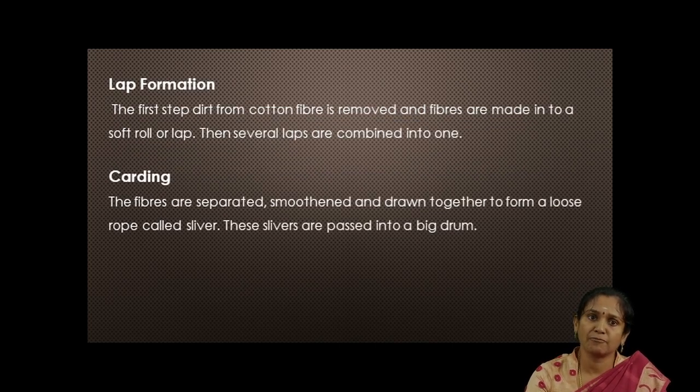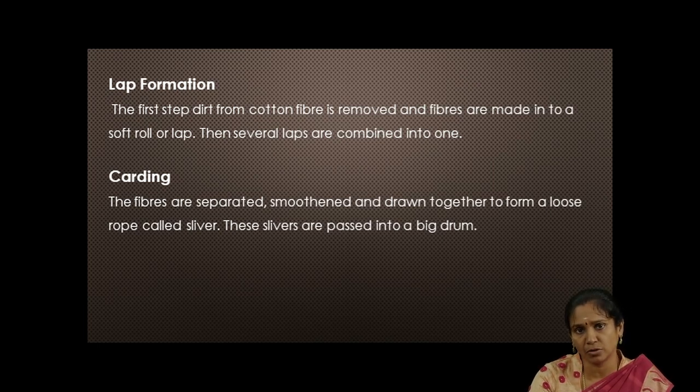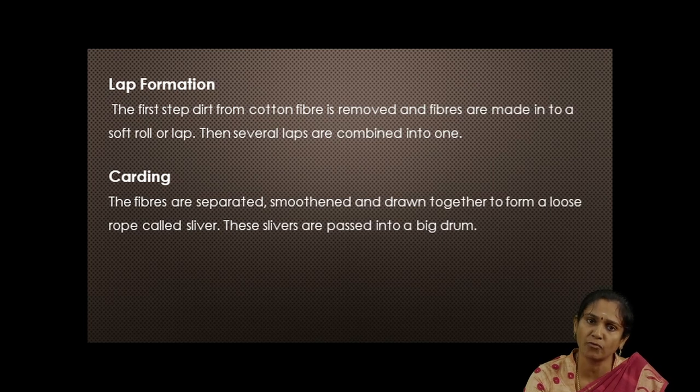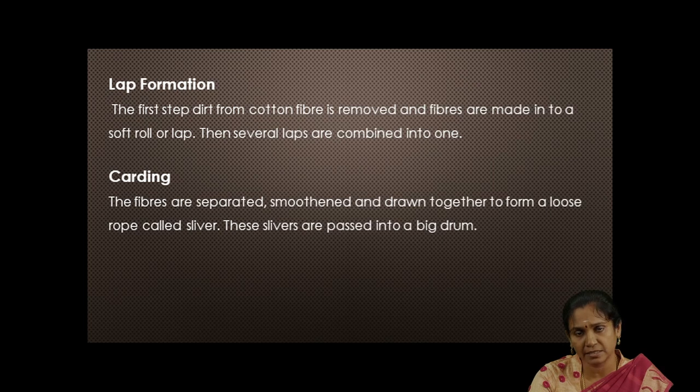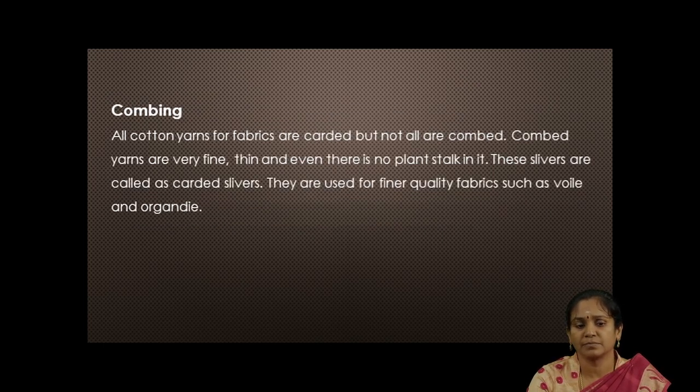Next process is lap formation. First step, dirt from the cotton fiber is removed and the fibers are made into a soft lap. Lap means a sheet-like structure. Then several laps are combined together and rotated on a rod. So the next process is carding. In this carding process, the fibers are separated, smoothed and drawn together to form a loose rope that is called sleeves.